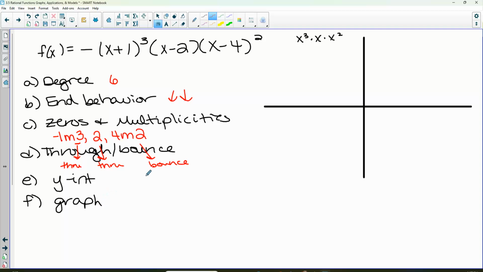How do you find a y-intercept? Okay, if I put in a 0 for all of my x's, so I get 2, 32.